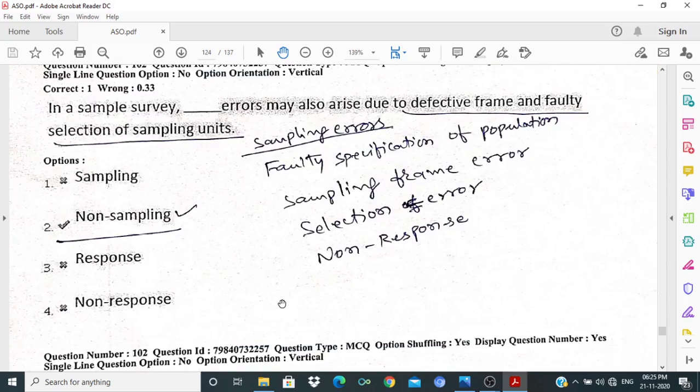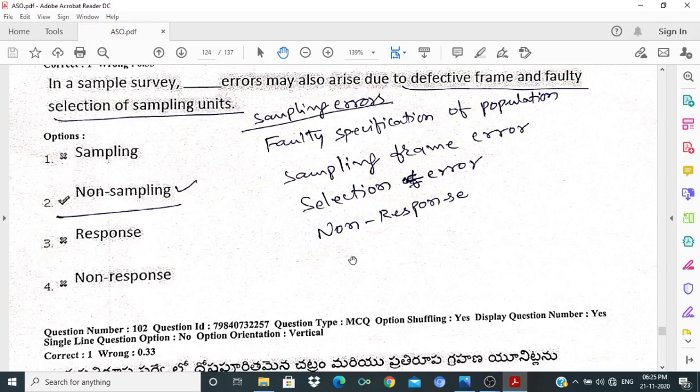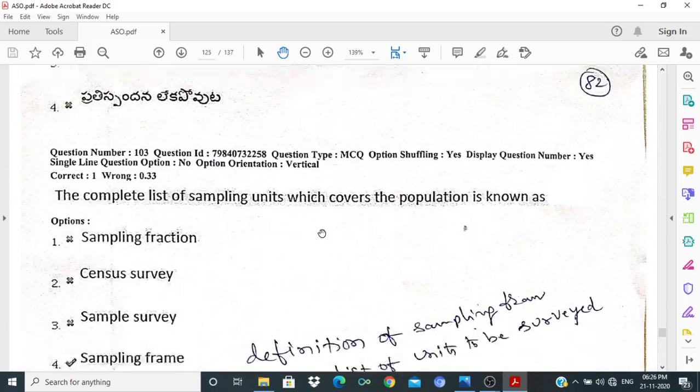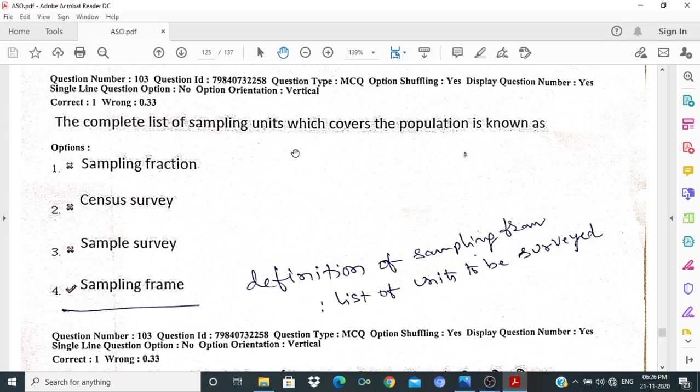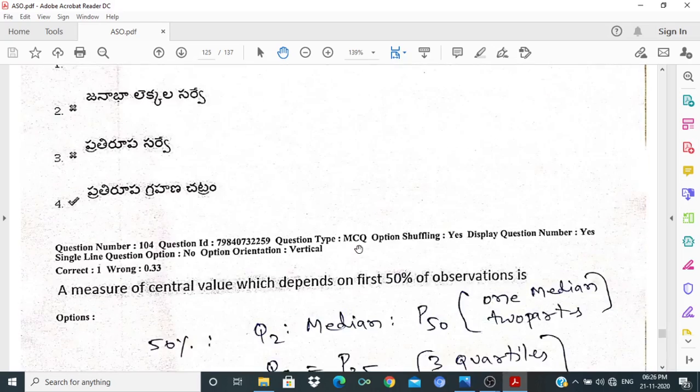In a sample survey, non-sampling errors may also arise due to defective frame or faulty selection of sampling units. Non-response, sampling frame error, sampling selection error are called sampling errors. These are some other non-sampling errors: tabulation errors, coverage errors, content errors, specification errors, like that. The complete list of sampling units which covers the population is known as sampling frame. List of units to be surveyed.